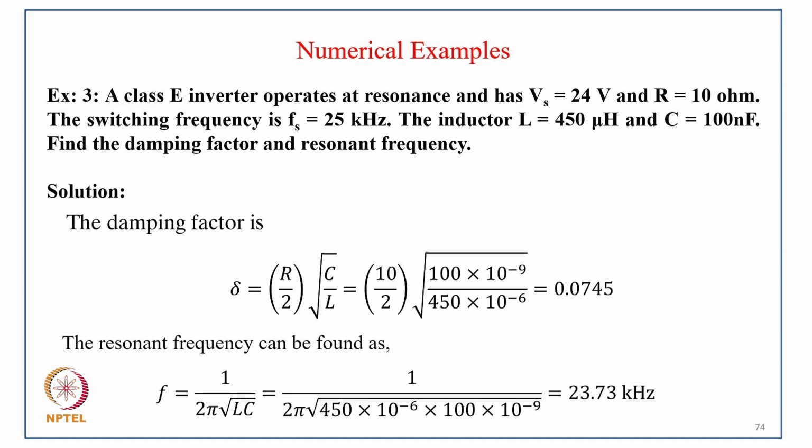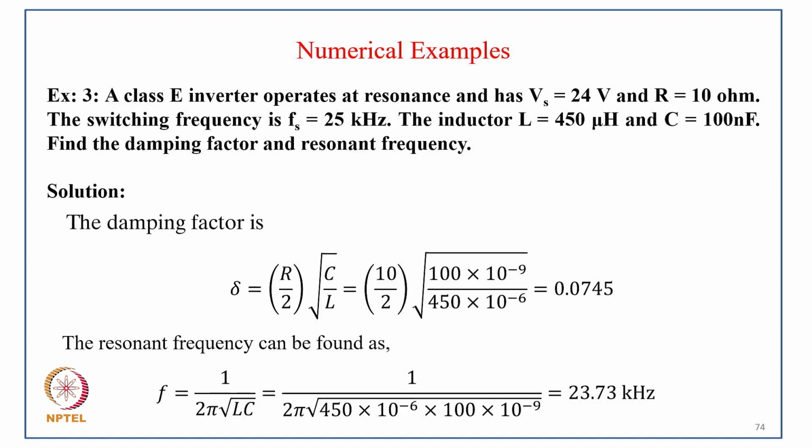So coming to example 3, a class C inverter operates at resonance and has VS equal to 24 volt and R equal to 10 ohm, and the switching frequency Fs equal to 25 kHz, and the inductor L equal to 450 microhenry, and C equal to 100 nanofarad.